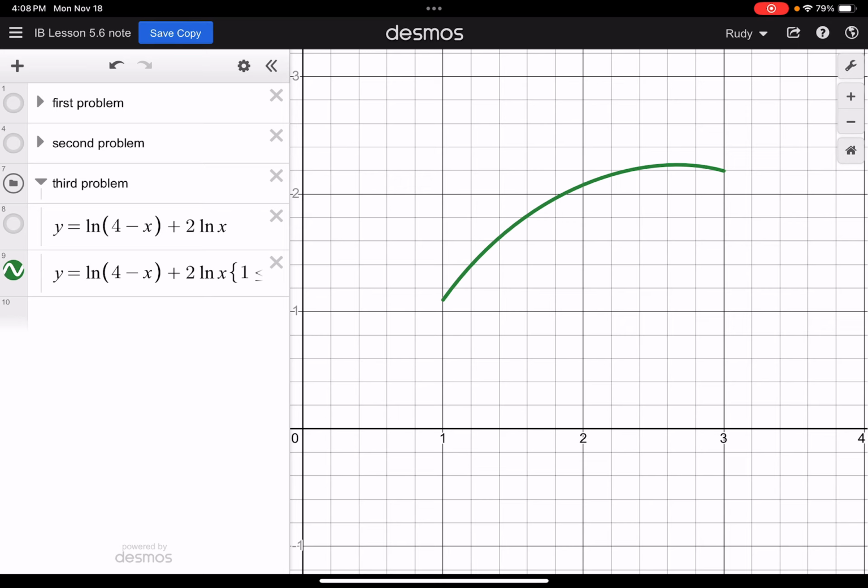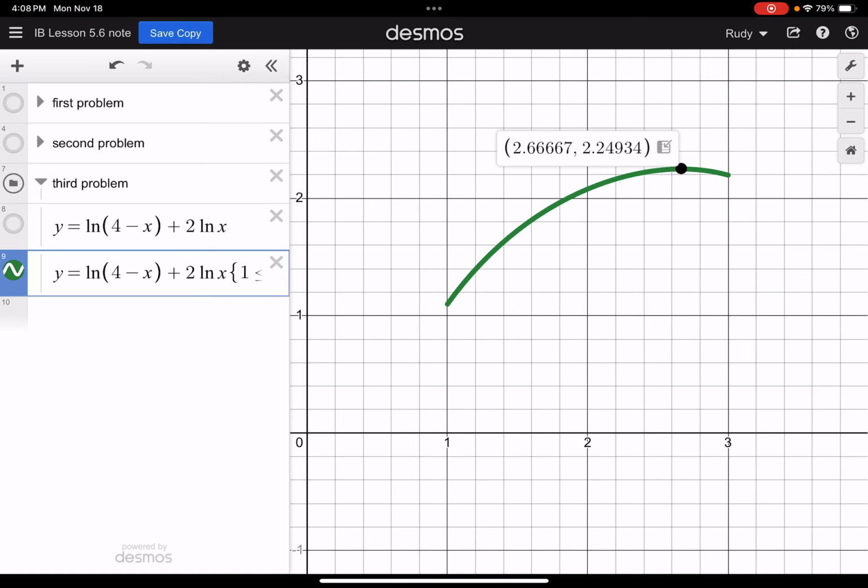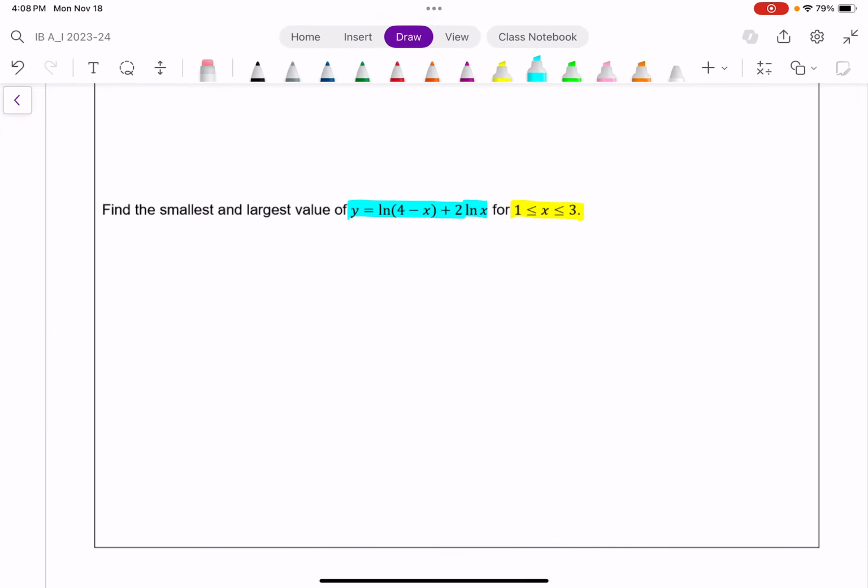So if I look here, I can definitely tell it does reach a peak before I reach this endpoint. And so fairly quickly in your GDC, you should be able to see that there is a maximum at this point of about 2.67 on X and about 2.25 for the Y. So, and that is the highest point. Just barely, it's higher than anything around it. So let me write that down. So the largest value is when Y is approximately 2.25, and that's when X is approximately 2.67.